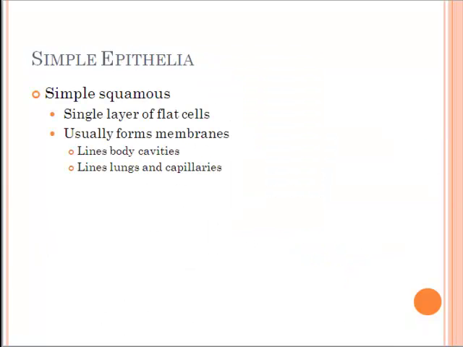Okay, simple epithelia. First type, simple squamous. Simple meaning a single layer. Squamous means a flat layer of cells. So we have a single flat layer of cells. This is found lining body cavities, lining the lungs and the capillaries, and those membranes of those areas.